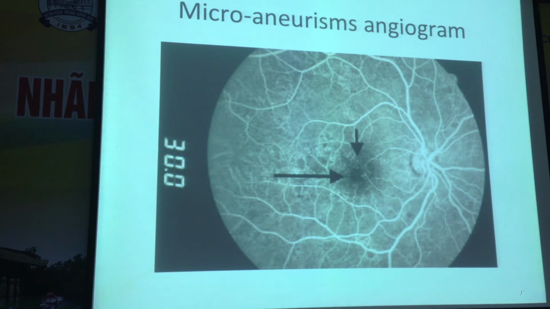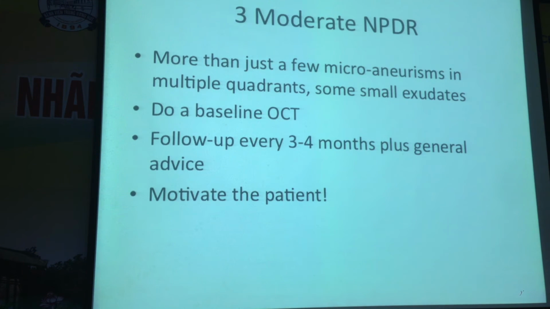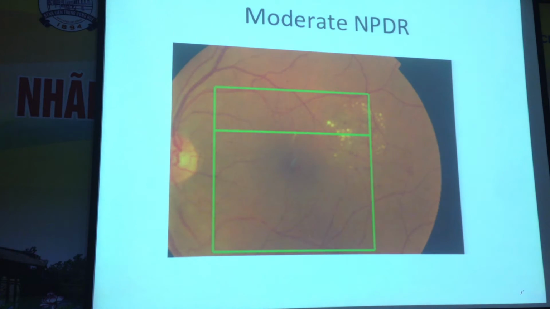You can see some microaneurysms. Moderate, stage 3, non-proliferative still. There are more than a few microaneurysms visible in multiple quadrants, not just in one quadrant. Normally what I do, and what most protocols recommend, is do a baseline OCT so you can follow up in the future. It's always handy to have an old picture to see what you saw last time, because if you just describe it on paper you cannot remember. Do pictures, do an OCT, and follow-up increases to 3 to 4 months. Again, motivate your patients. If they don't come back, then the next stage will be worse.